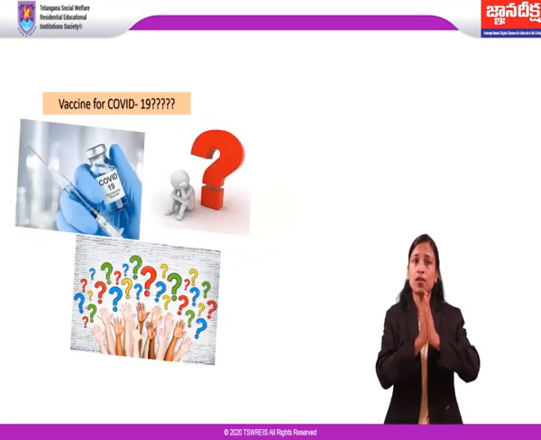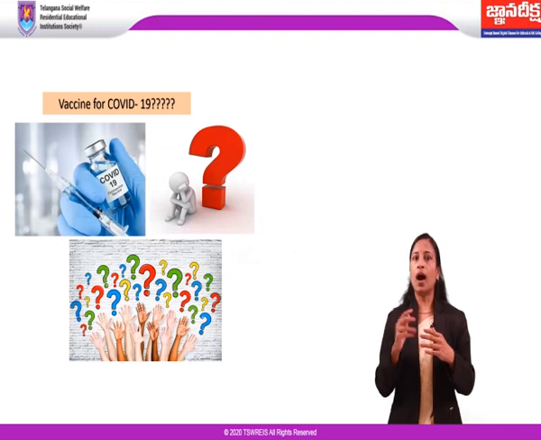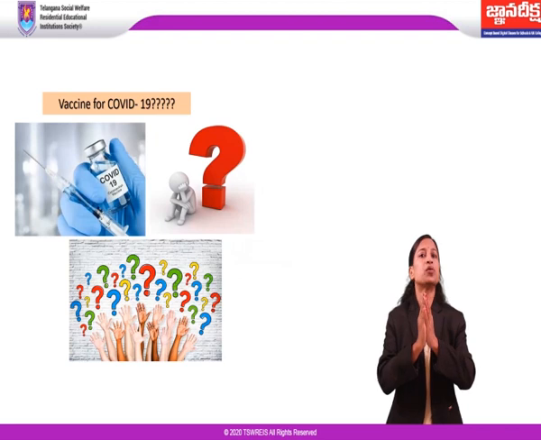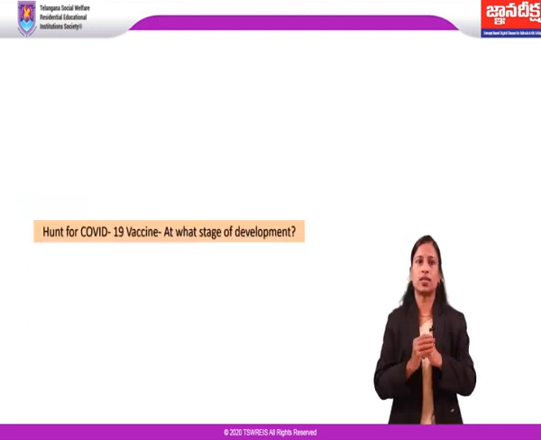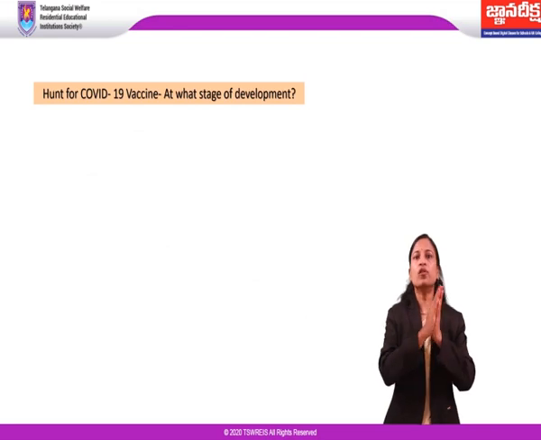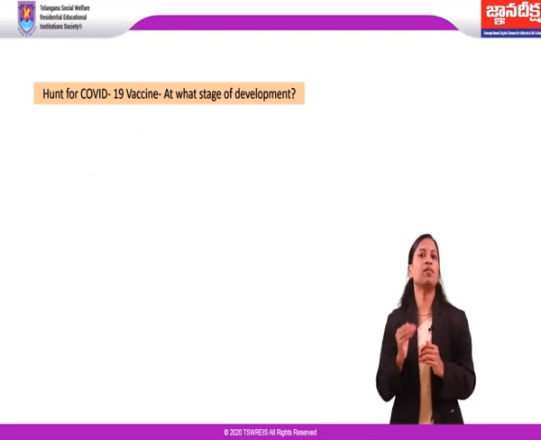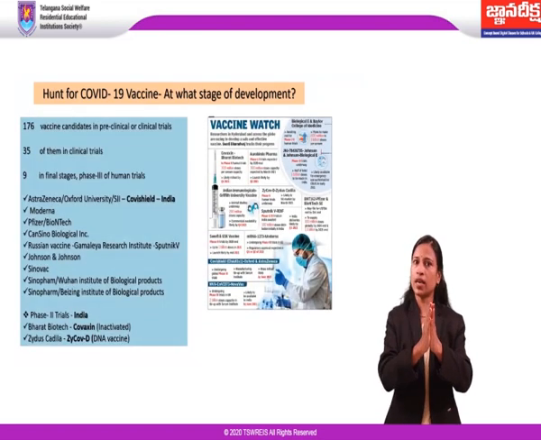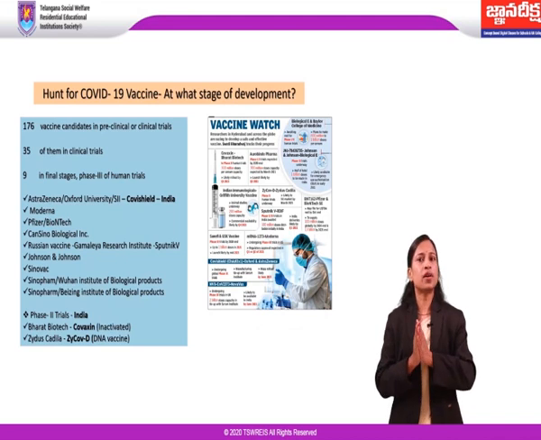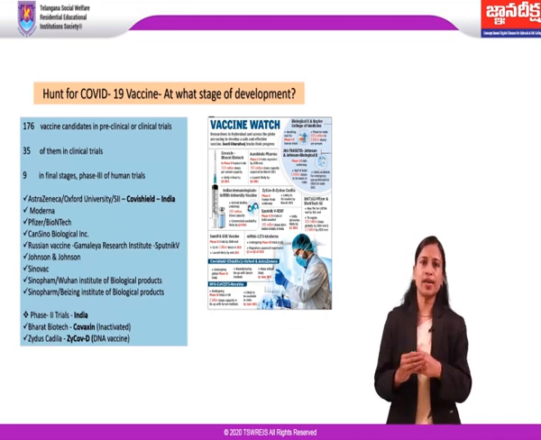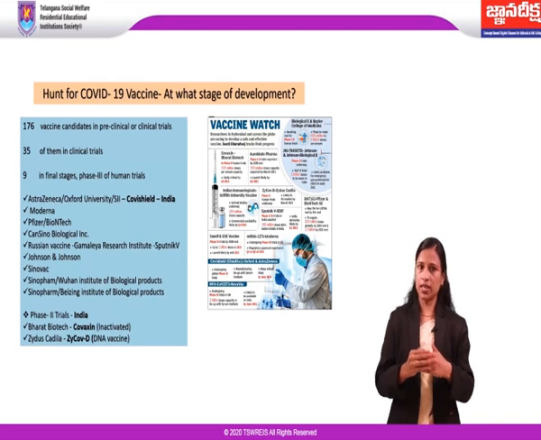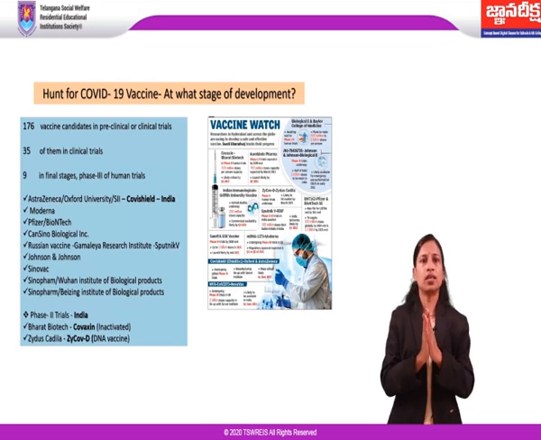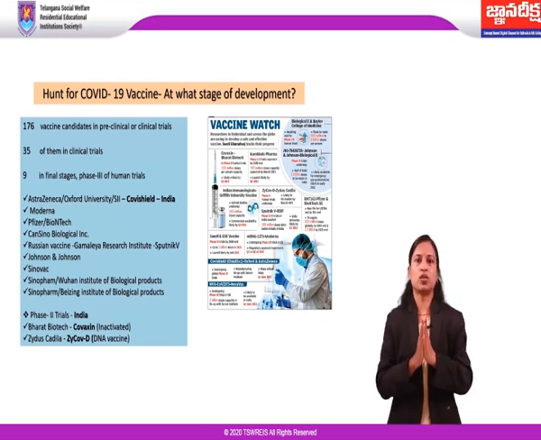COVID-19 has been one of the toughest challenges we have ever faced. Across the globe, everyone is waiting for the vaccine. Let's see the world's progress in the hunt for a COVID-19 vaccine. Researchers worldwide are working around the clock to develop a vaccine. There are currently more than 170 COVID-19 vaccine candidates under development. 35 of them are in clinical trials, 9 of them entered phase 3. In India, Covaxin of Bharat Biotech and Zycov-D of Zydus Cadila are at completion of phase 2 trials.